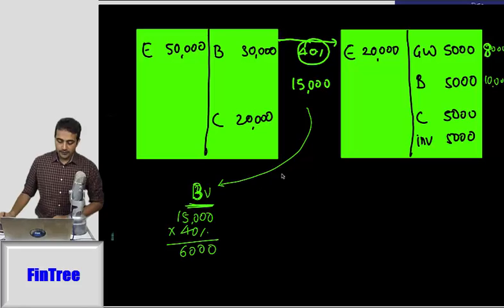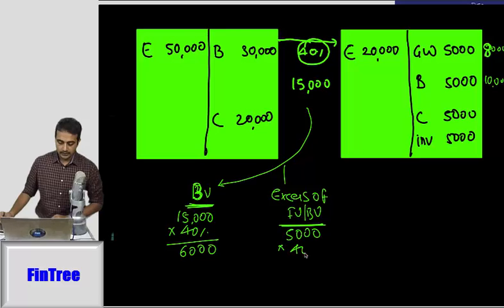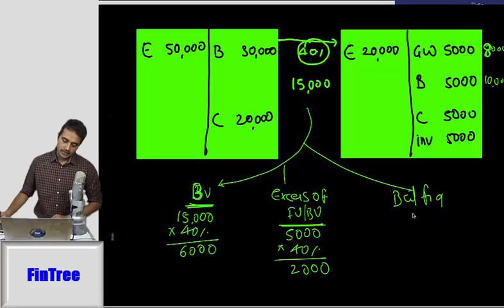Then excess of fair value over book value. So that we consider only for building, we don't consider that for goodwill. So that would be 5,000 into 40%, that is 2,000. And then the balancing figure, which has to be 7,000, which is your goodwill.